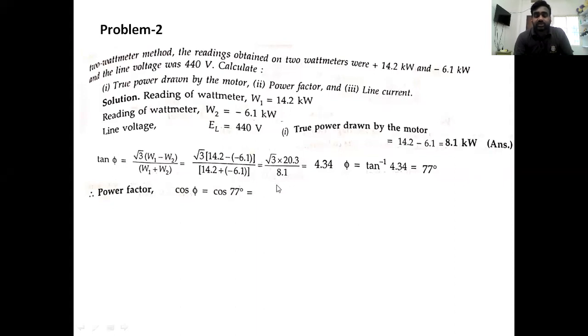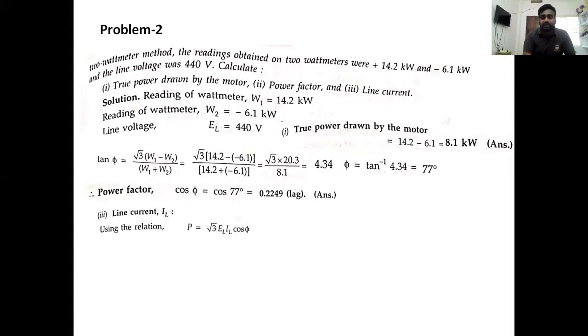Let me check. The answer is 0.224 lag. It's correct. So we solved the first bit. The first bit is nothing but the true power drawn by the motor. We solved the second bit. The second bit is nothing but the adjusted power factor. Is it clear? So let me go to the third problem, that is line current.